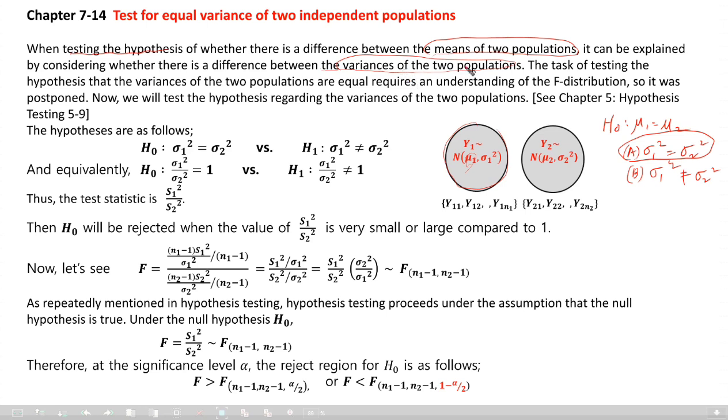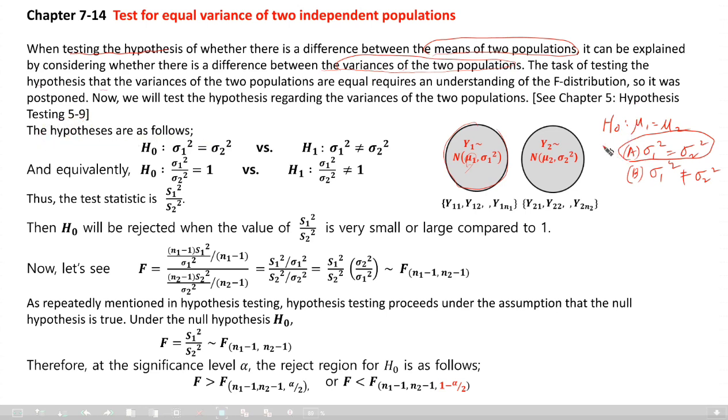Remember? Yeah. The task of testing the hypothesis that the variances of two populations are equal requires an understanding of the F distribution. That's why we delayed. So it was postponed. Now we will test hypotheses regarding the variances of two populations. This is chapter 5, section 9, I think. Anyway, 5-9. The hypotheses are as follows.